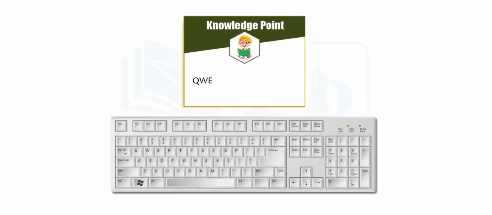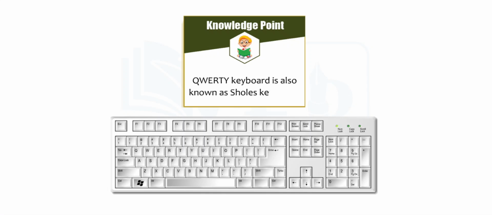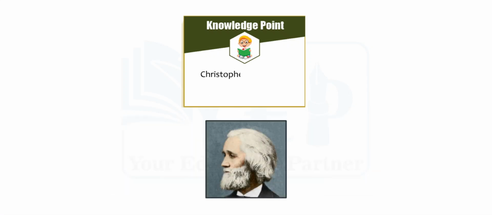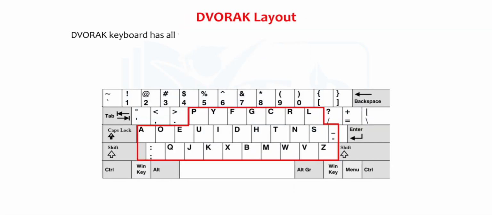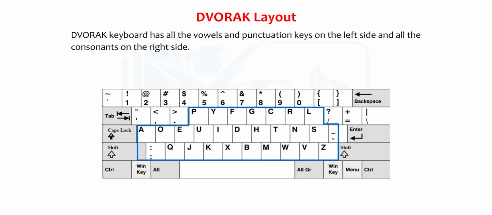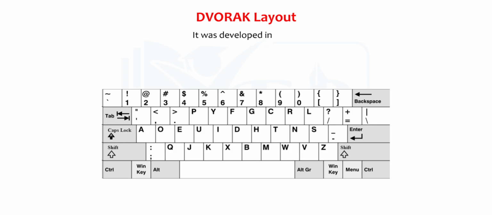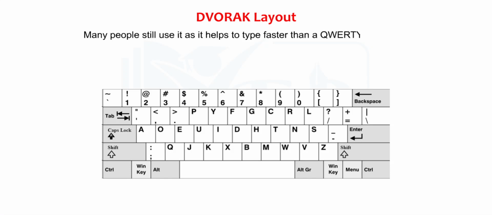Knowledge point. QWERTY keyboard is also known as Scholz keyboard. Christopher Scholz had invented this with the typewriter in the year 1868. Dvorak. Dvorak keyboard has all the vowels and punctuation keys on the left side and all the consonants on the right side. It was developed in 1936. Many people still use it as it helps to type faster than a QWERTY keyboard.